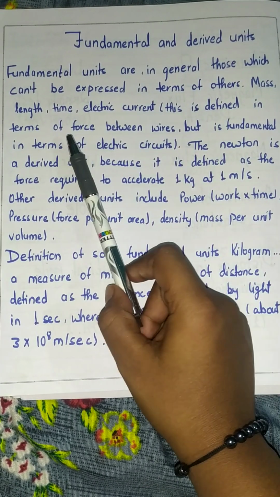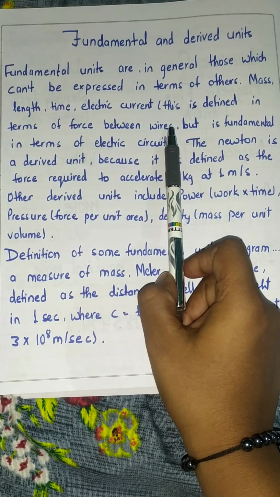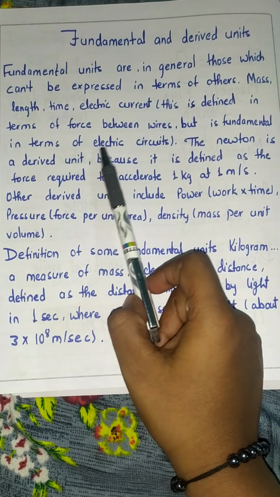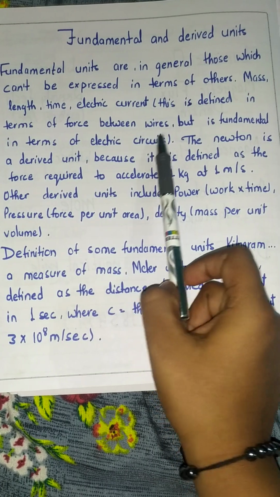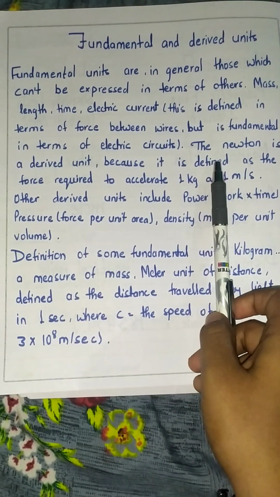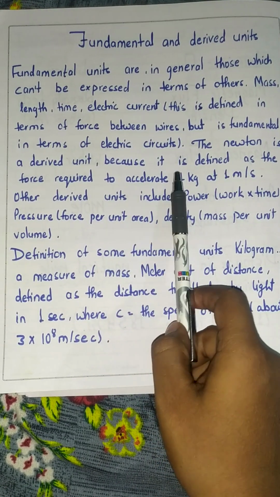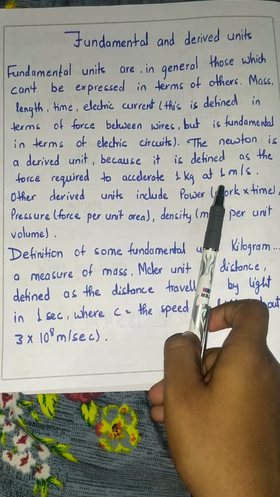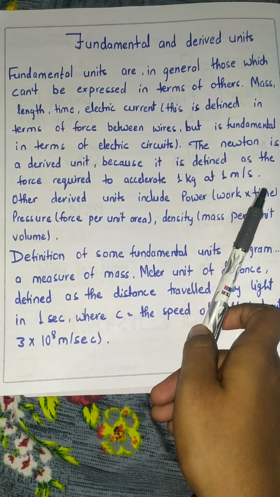The ampere is defined in terms of force between wires, but is fundamental in terms of electric circuits. The Newton is a derived unit because it is defined as the force required to accelerate 1 kg at 1 meter per second squared.